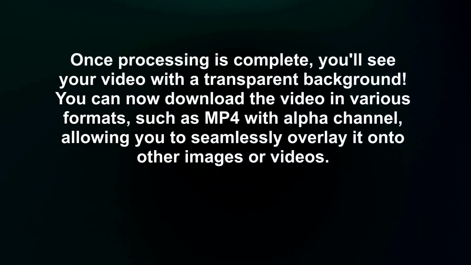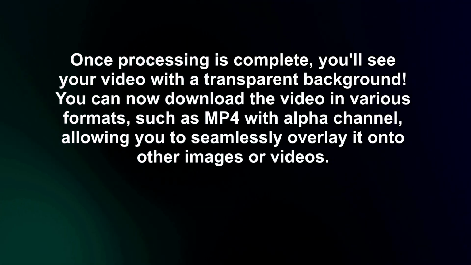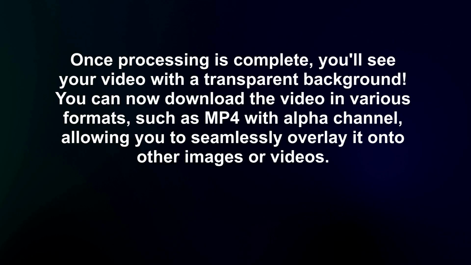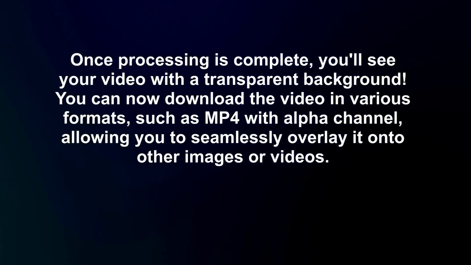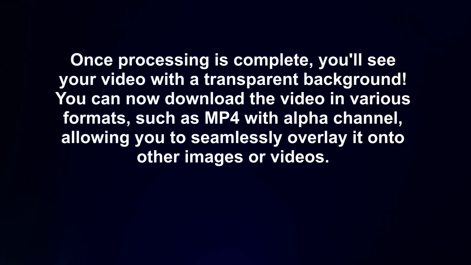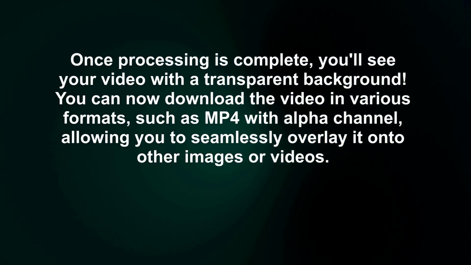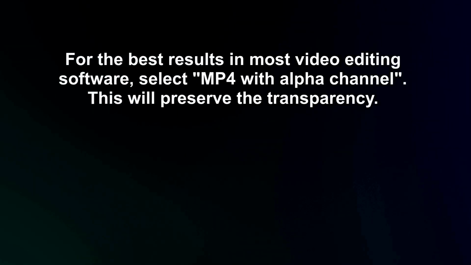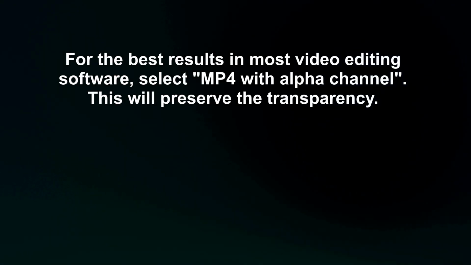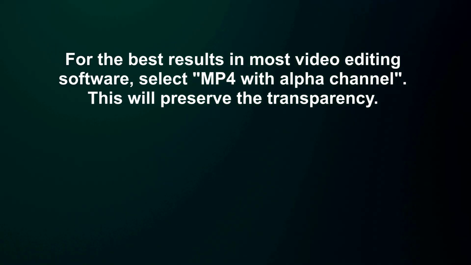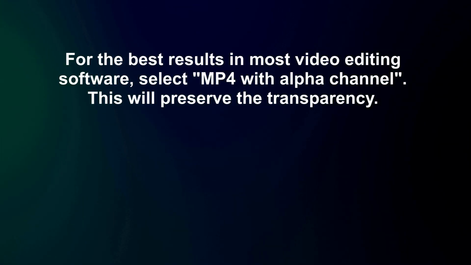Once processing is complete, you'll see your video with a transparent background. You can now download the video in various formats, such as MP4 with alpha channel, allowing you to seamlessly overlay it onto other images or videos. For the best results in most video editing software, select MP4 with alpha channel. This will preserve the transparency.